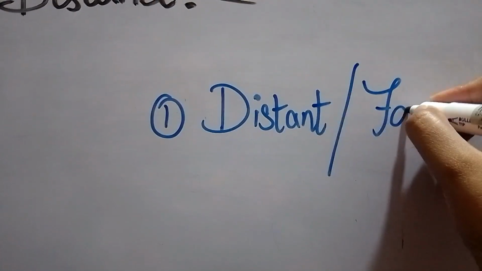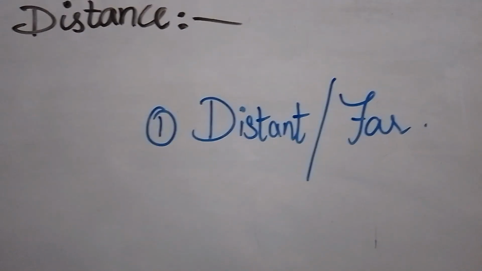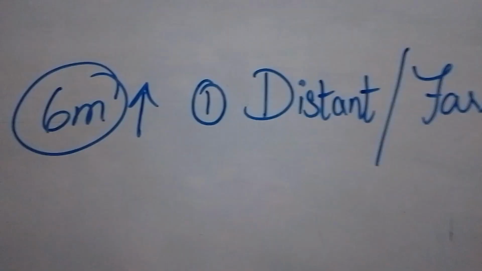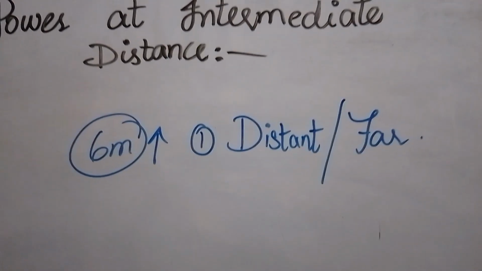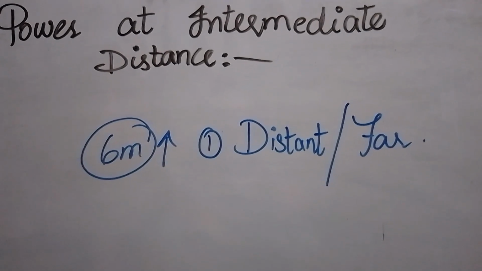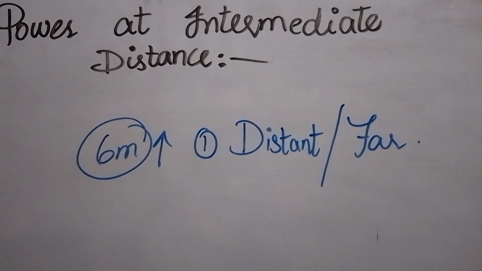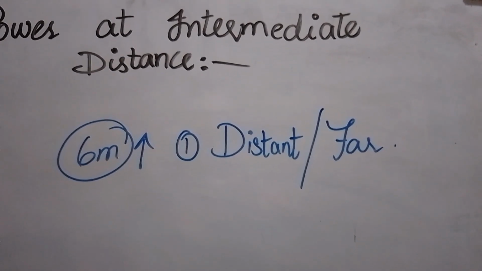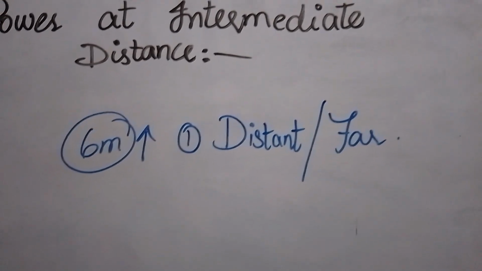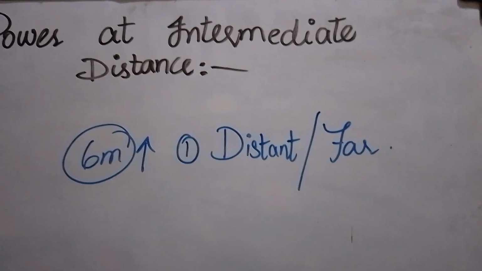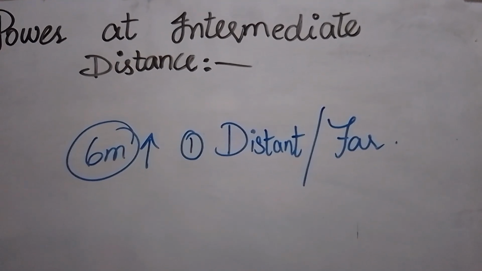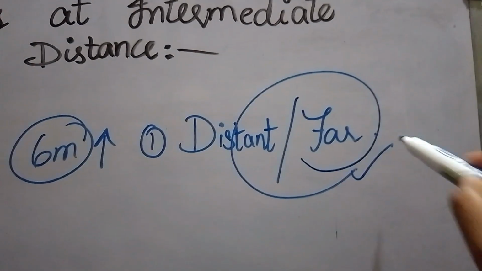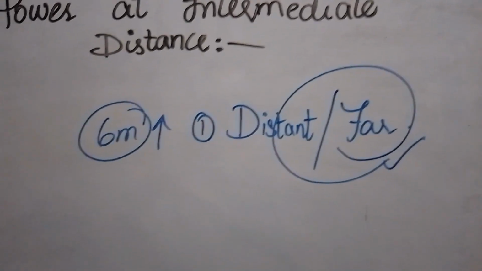If we are viewing something far, that distance is basically 6 or more than 6 meters. So if you are viewing any object at a distance of 6 meters or more, that is the far distance, and the power which we correct for that specific distance is the distant power or the far power.